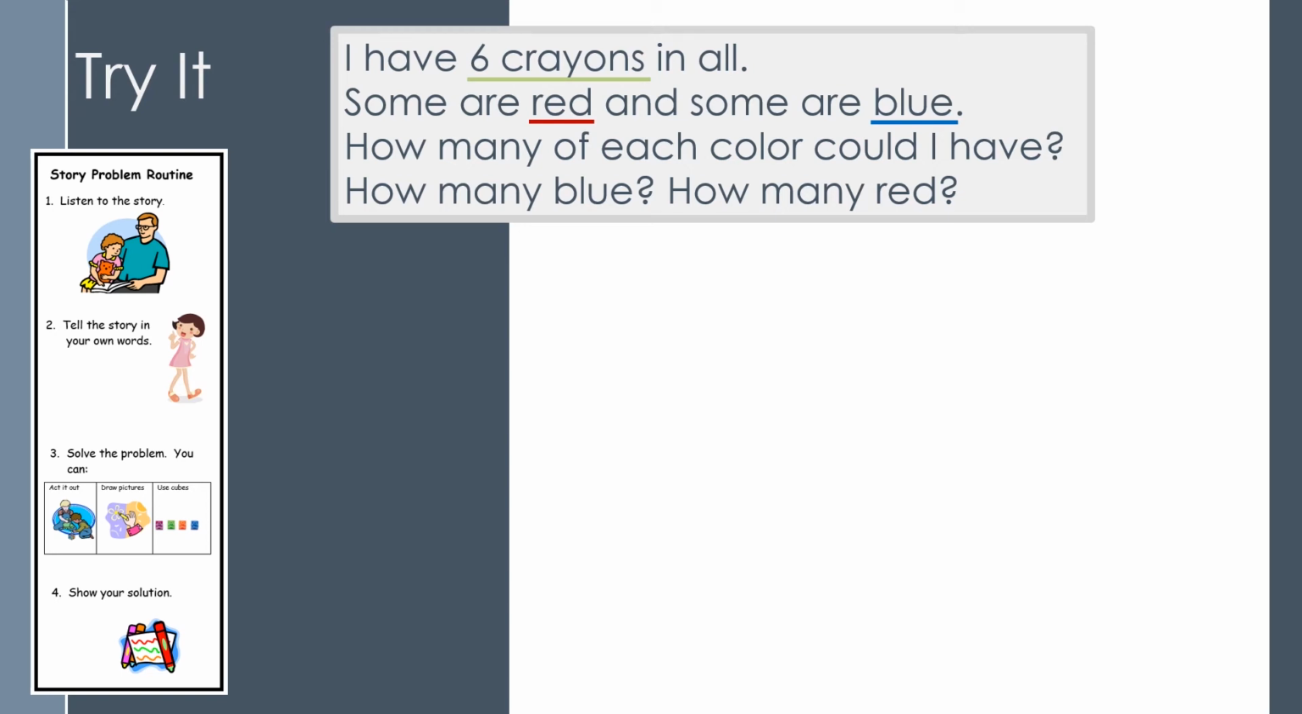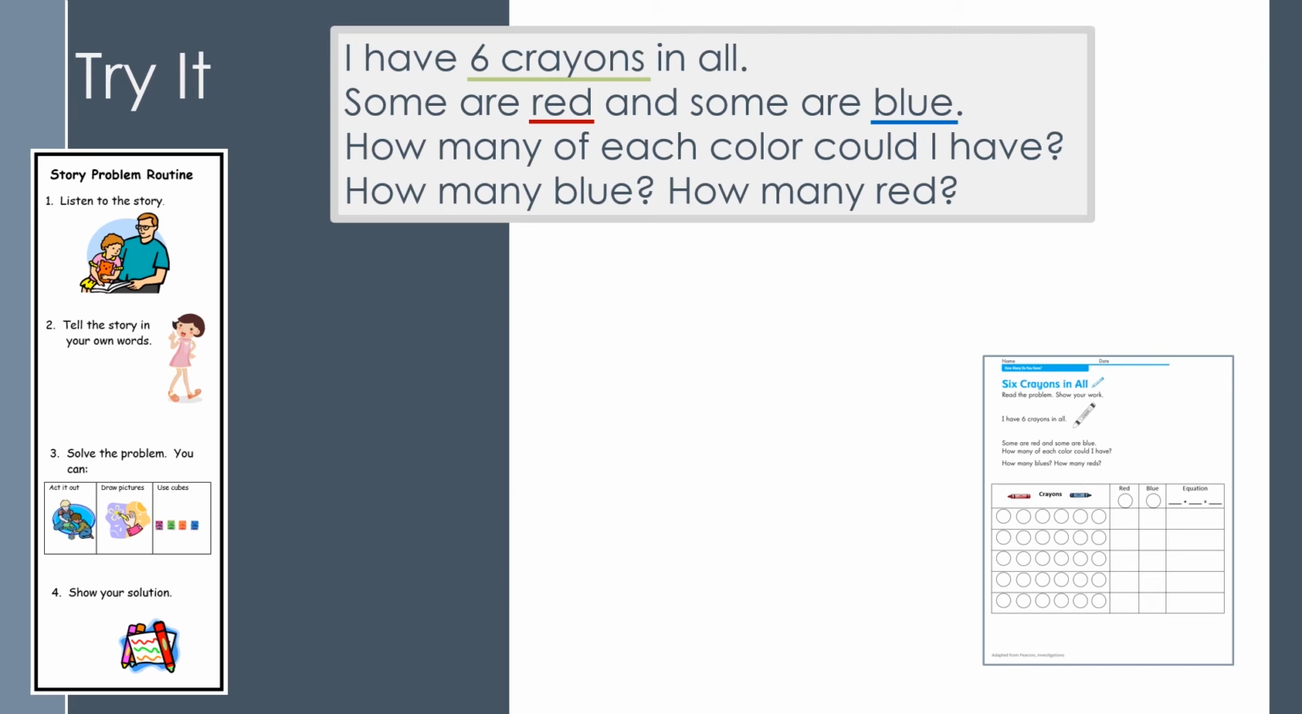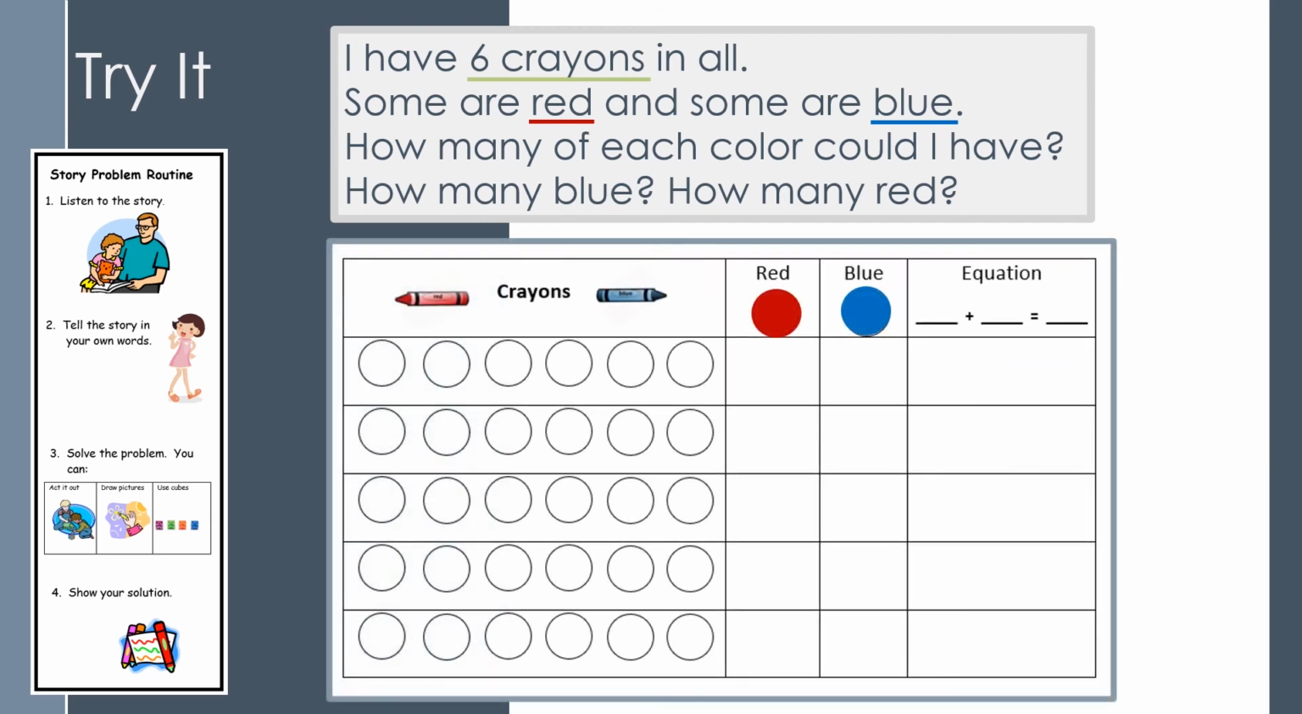To solve this problem, you can use the 6 crayons in all resource sheet found in your paper packet. This is a picture from the resource sheet. We can use it to help us organize our thinking as we work to solve the problem. You will also want to use a red and blue crayon to help show your solution. Remember, just like in the game, we will be looking for more than one combination. There will be more than one right answer.